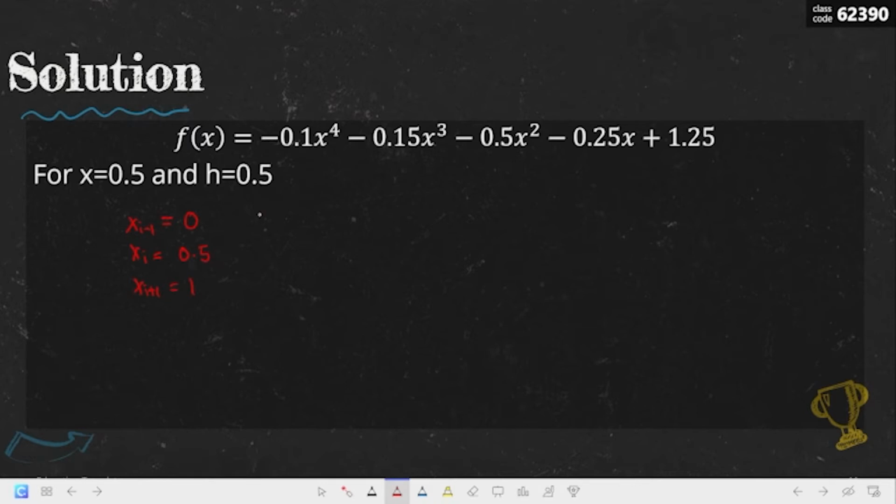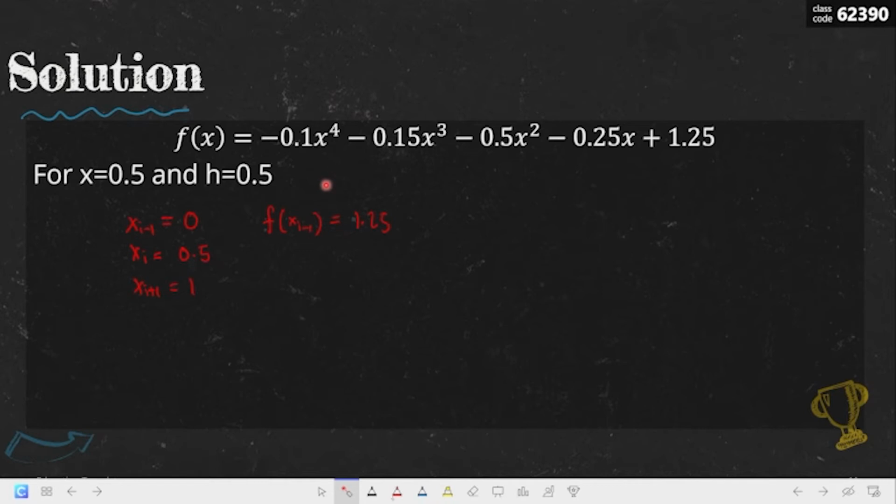So now let's substitute our value of xi minus 1 into our function. Using a calculator, we'll get 1.25. Basically, when the value of x is equal to 0, the other terms will be 0, so we're left with 1.25. So this is our f of xi minus 1, or f of 0, which is equal to 1.25.